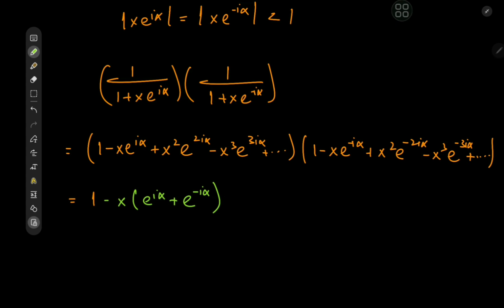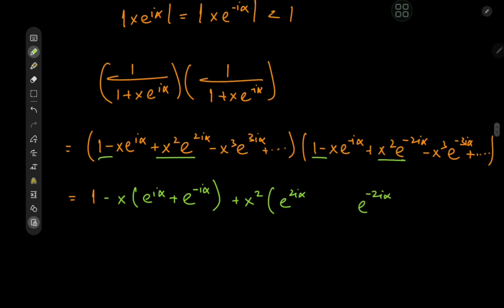Now, what about x squared? Well, we do get x squared when this thing multiplies by 1, and this thing multiplies by the other one. So we have plus x squared. We have e to the 2I alpha and e to the negative 2I alpha, but it's not just done yet, because we can also get an x squared term when these two multiply out as well, which gives us x squared times 1. Okay, cool. So we have a plus 1 here.